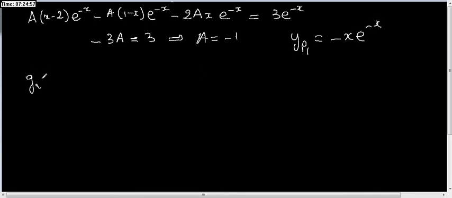And then we go for g2(x), which is -10 cos x.